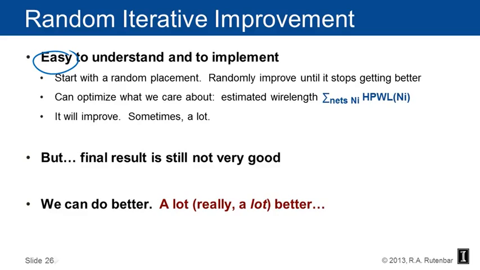So, big idea, you start with a random placement, you randomly improve it. You can optimize what we care about, which is the total estimated wire length, the sum over all the nets of the half perimeter wire length. Please remember to do this incrementally. Don't be stupid. The wire length will improve. It will sometimes improve a lot, but the overall result is just not very good. Compared to what we know how to do today, not very good. We can do better. We can do really a lot better. So let's go talk about adding some interesting sophistication to this to get a much better answer for a placement.